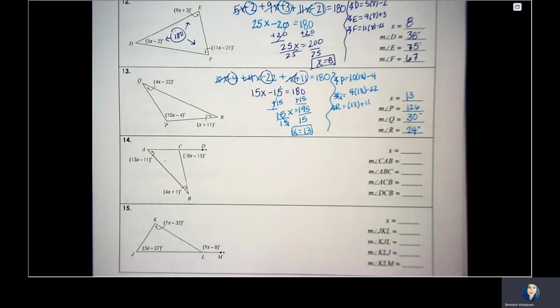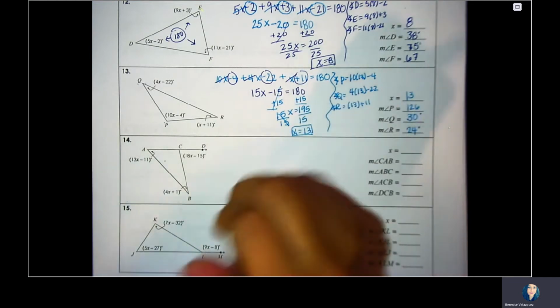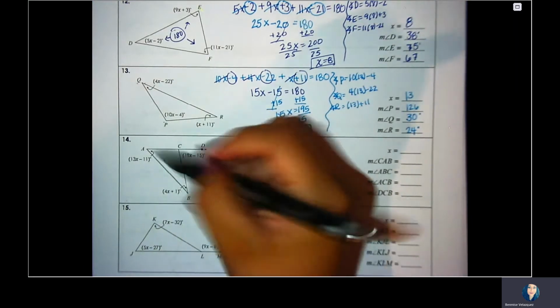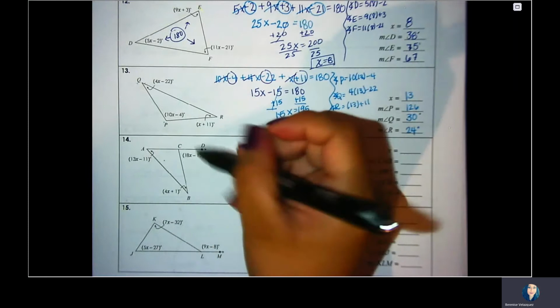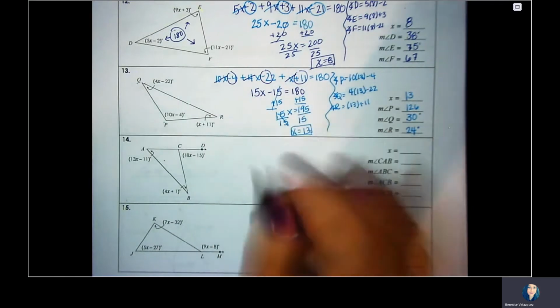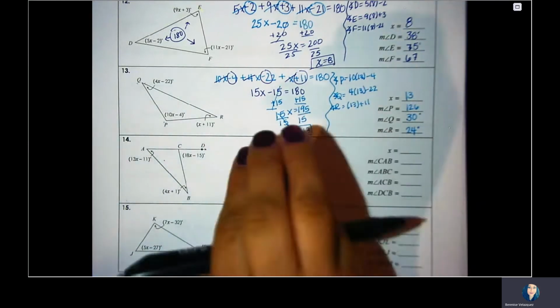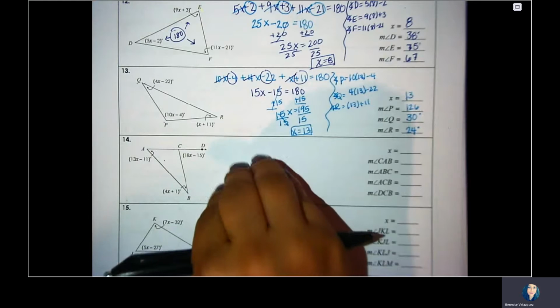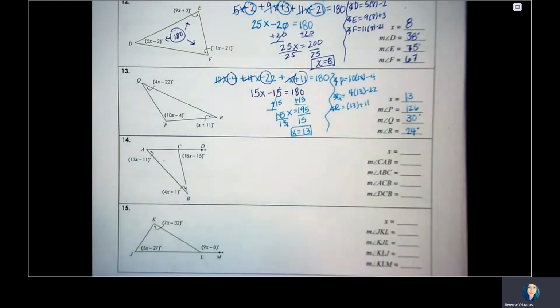We're now going to move on to number 14. Okay, so number 14 is a little bit different because the two that are given are on the inside and then there's one on the outside. So if you remember, we did this style question on the front, and this was the second theorem. So these are the two on the inside.